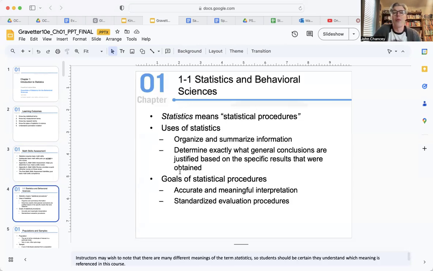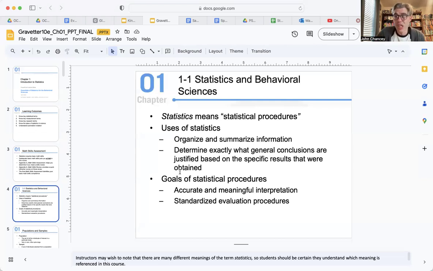Okay. So when we talk about statistics, what we're referring to is a set of statistical procedures. You could think of those like having a toolbox, and each statistical procedure is like the tools we might pull out and use for different jobs, handyman jobs you might do around the house, just as a metaphor. Ultimately, we use statistics to organize and summarize information, in this case data, which we'll talk about in a future slide. We also want to be able to determine what conclusions we can take away from all the information we've just obtained.